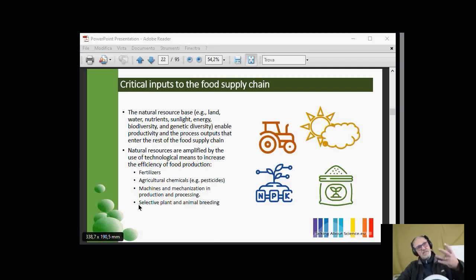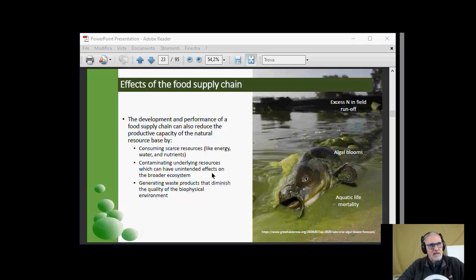Another factor is the genetic makeup of the plants themselves, and even without going to the extent of biotechnological solutions, historically people have done selective breeding for both plants and animals to produce the sorts of crops which are stable and which reliably give good yields. So these are typically critical inputs at the beginning of the supply chain.